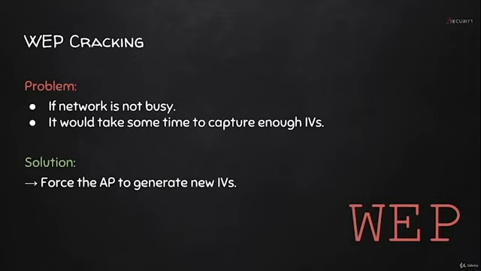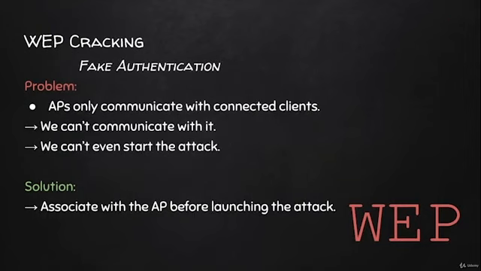Now, before doing this, we need to associate with this network. So what I mean by associate is we need to tell this network that we want to communicate with it, because by default, access points ignore any requests they get unless the device has connected to this network or associated with it. So don't get this mixed up with connecting. We're still unable to connect to the network because we need the password to be able to connect to the network. But what we're doing right now is literally just telling the target network, look, I want to communicate with you. Don't ignore my requests.